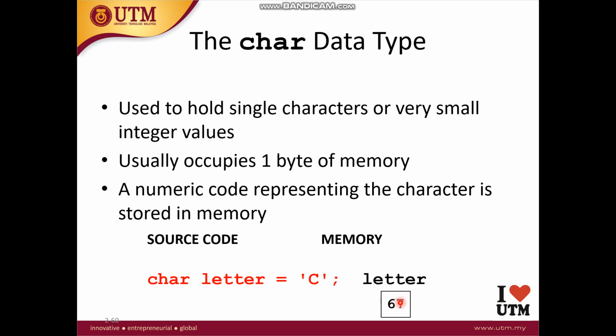So this is going to be the memory location of this variable. This 67 is going to be stored, and it is converted to binary and then stored inside the memory, because memories only accept zeros and ones, so letters are not stored inside the memory. The numeric code representation of the character is what is stored inside the memory.